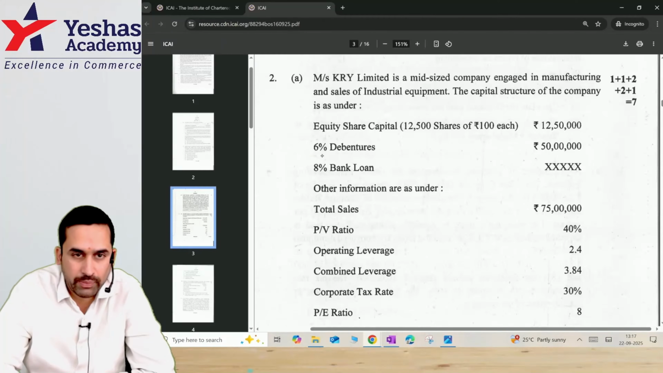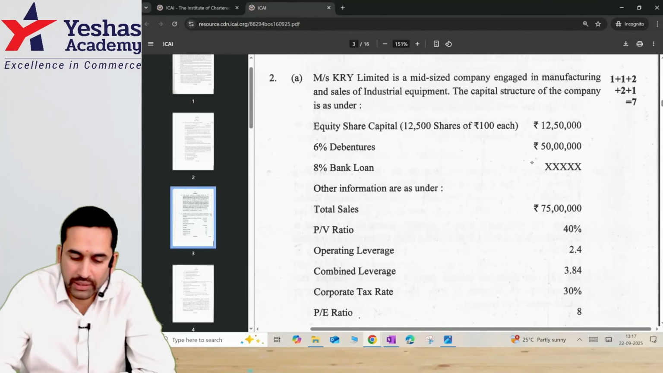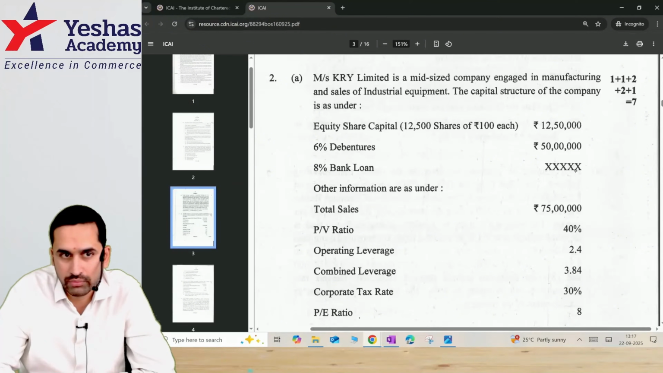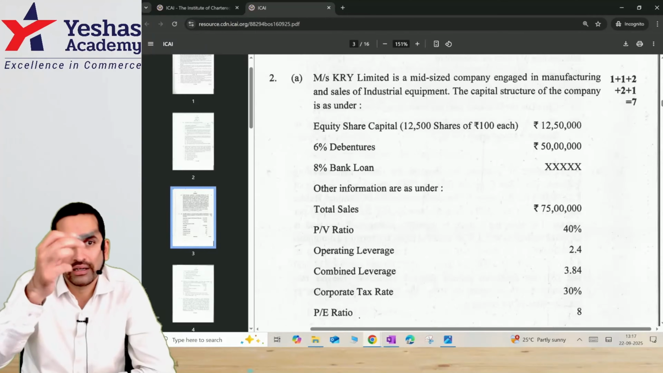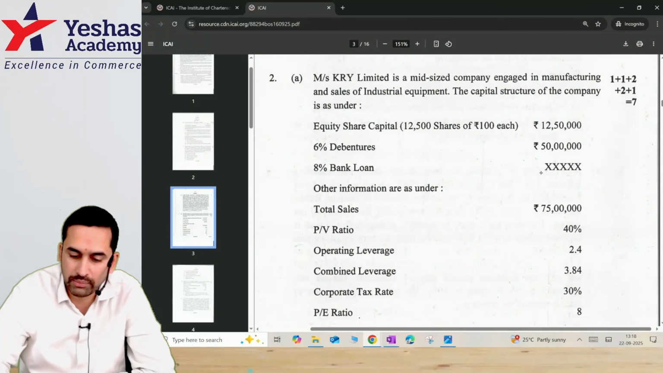Debenture is there. 6% interest. If you multiply, you'll get interest amount. Bank loan, they gave you percentage, but they did not give you the amount. Maybe you have to do a reverse working. We had one sum where we calculated interest and from there reverse working we found out debenture value. This is a missing number.